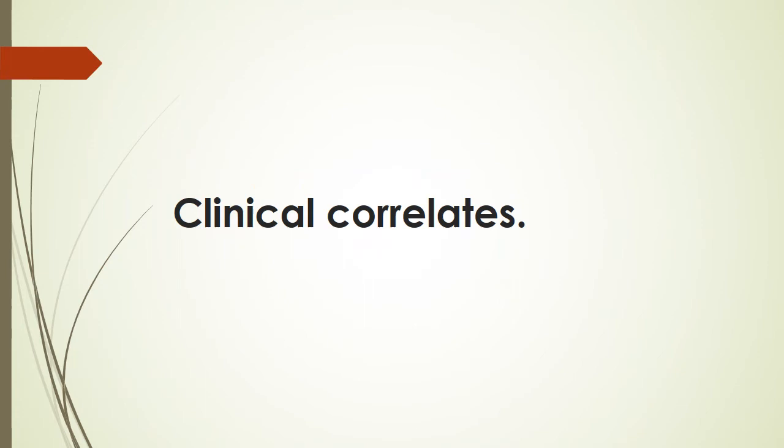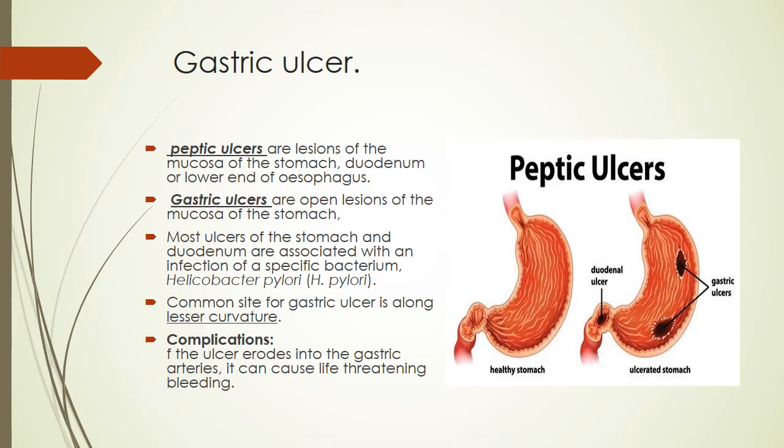Now a few of the important clinical correlates of stomach. The first one is a gastric ulcer, a very common clinical condition. Different terminologies are used. When we use the term peptic ulcer, it means lesions of mucosa of the stomach, duodenum, or lower end of esophagus. These are called peptic ulcers, while gastric ulcers are open lesions of mucosa of the stomach.